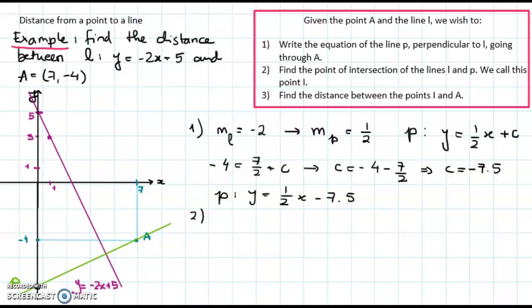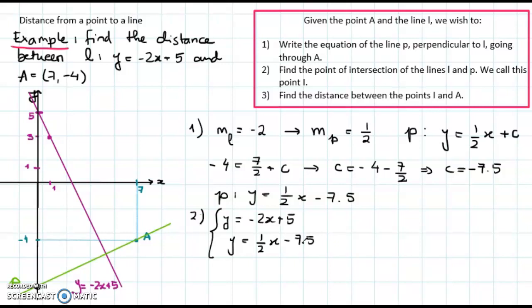Now we're ready to move to step 2. We want to find the coordinates of the point of intersection of the lines L and P. Looking at the picture, it looks like those coordinates are going to be around 5 for the x coordinate and around -5 for the y coordinate. So let's see what we find. We have an idea of what we should be getting as a result. So we're trying to see when y is equal to -2x plus 5, and at the same time, y is equal to a half of x minus 7.5.